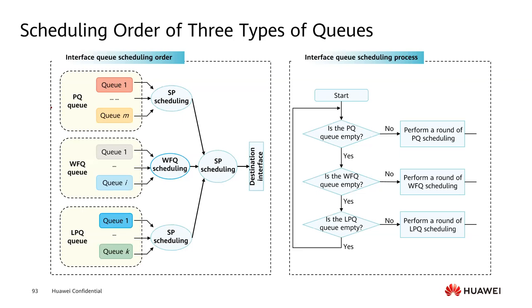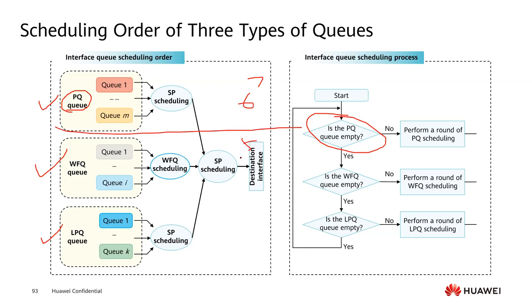So between the PQ, WFQ, and the LPQ, those three types of queue, how is the device doing scheduling? It will work this way. First, it will forward the PQ type queue's packets. For example, we have 8 queues on the Huawei outgoing interface. 7 and 6 are for the PQ. 5, 4, 3 are for the WFQ. 2, 1, 0, those three queues are used as LPQ type queues, okay?